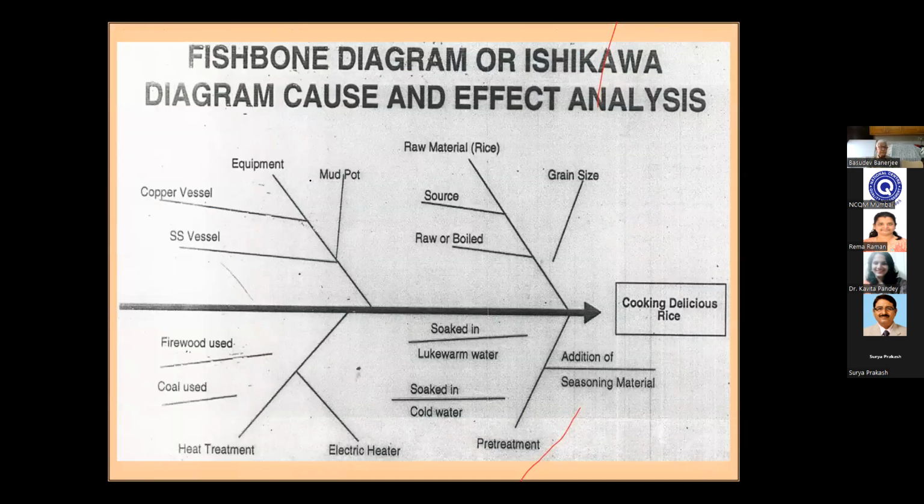This is known as a fishbone diagram or Ishikawa diagram, or also known as cause and effect analysis. Okay. For example, let us take the example of cooking delicious rice.